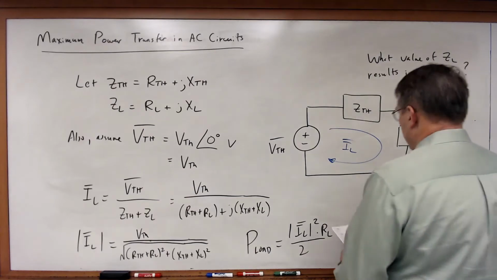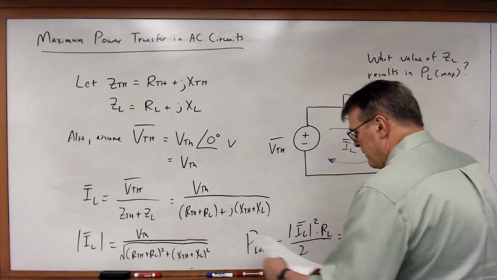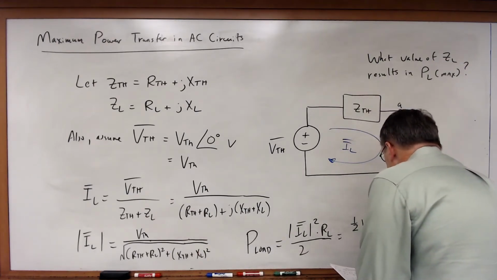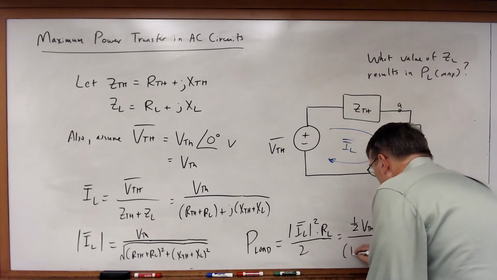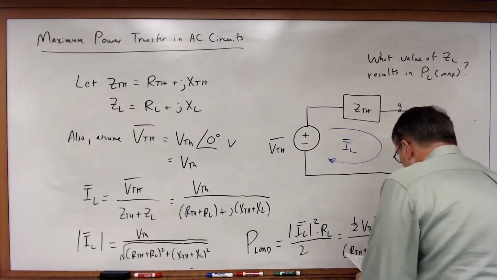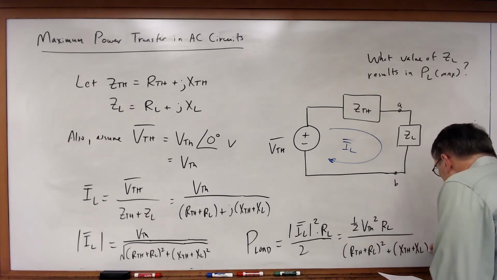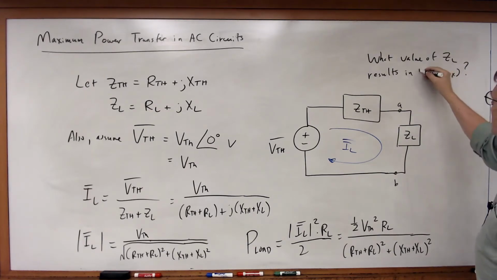All right? And this will be equal to, when I plug this in, 1/2 times VTH squared times RL divided by (RTH plus RL) squared plus (XTH plus XL) squared. And just to make this uniform, I'll call this P load as well, just to give it the same nomenclature. Okay?